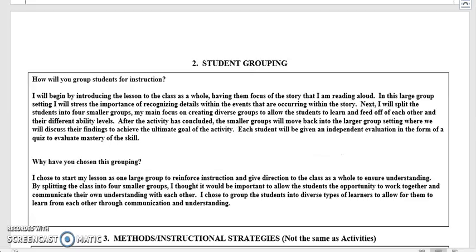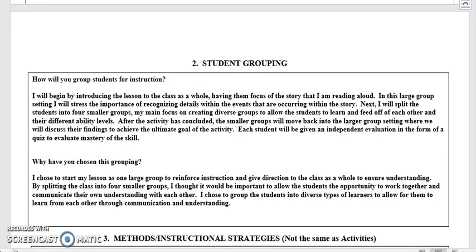Student grouping. How will I group the students for instruction? I will begin by introducing the lesson to the class as a whole, having them focus on the story that I am reading aloud. In this large group setting, I will stress the importance of recognizing details within the events that are occurring within the story or the historical story.